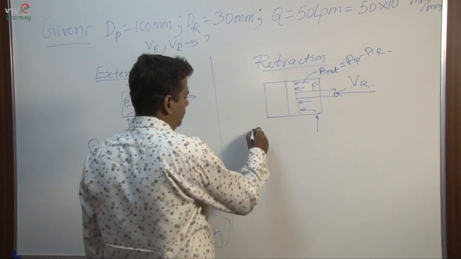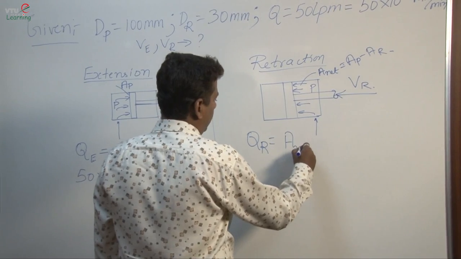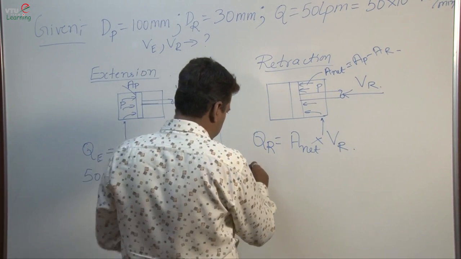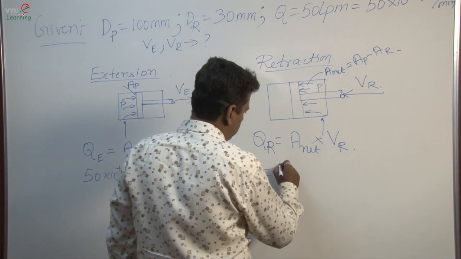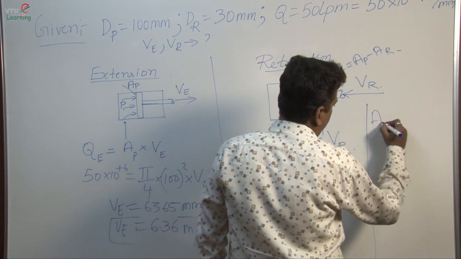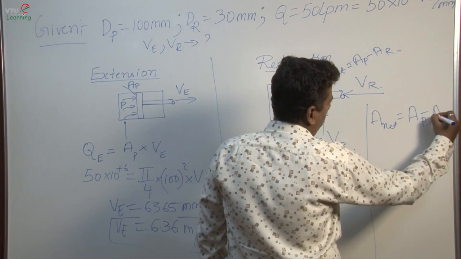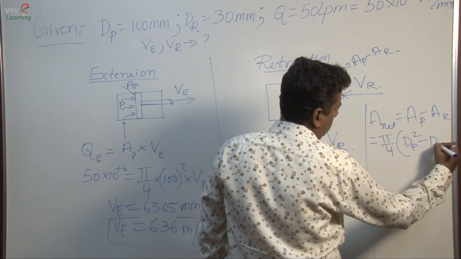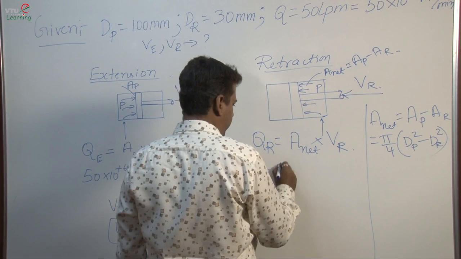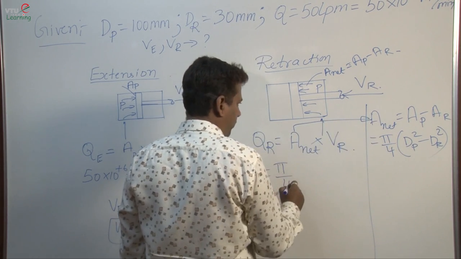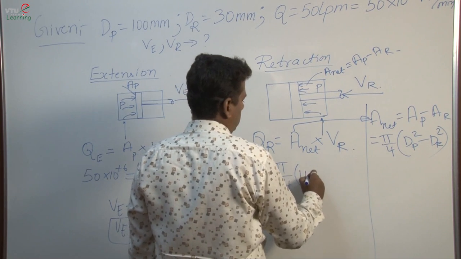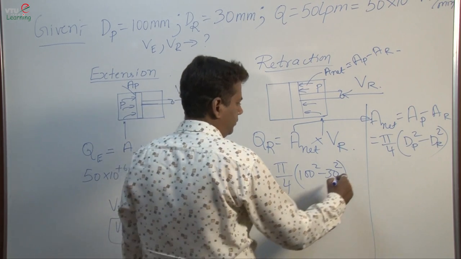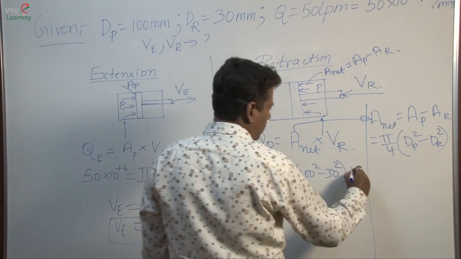Now you can extend the same logic. Q for retraction is equal to net area multiplied by the velocity of retraction. So we can expand this. QR is equal to, find out the net area. Net area is equal to area of the piston minus area of the rod. So pi by 4, I will take out the common factor, dp square minus dr square. Pi by 4 into dp, 100 square, minus dr, 30 square, into VR. We have to calculate the retraction, right?